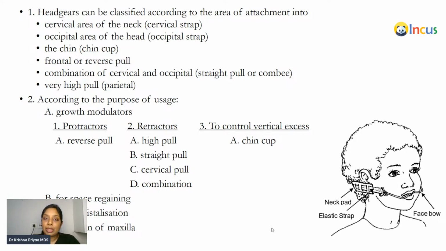So as we were discussing previously, when it came to absolute anchorage, we use stats wherein we intruded a particular tooth or two teeth associated with it. But when we are trying to intrude the whole maxilla as a segment, then we would use an extraoral traction of force, that is headgear, to achieve the same. So this slide was very important.